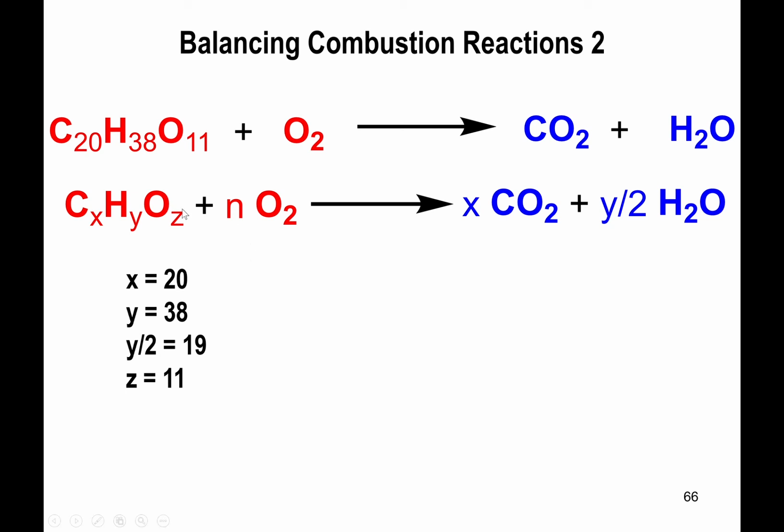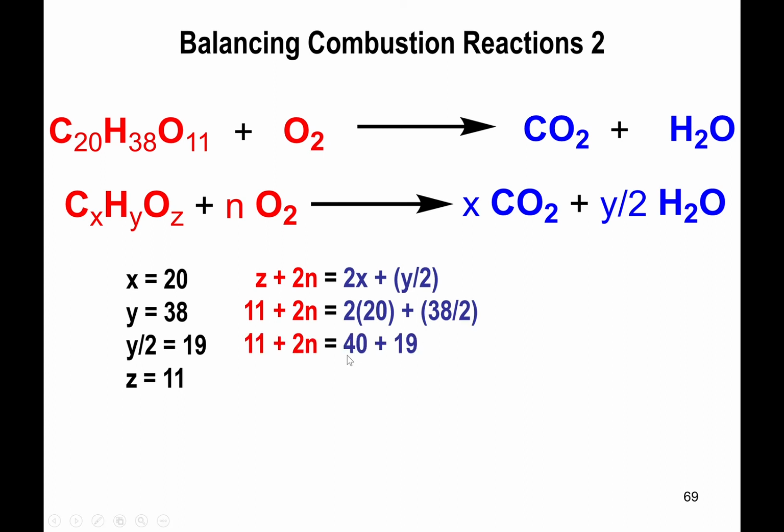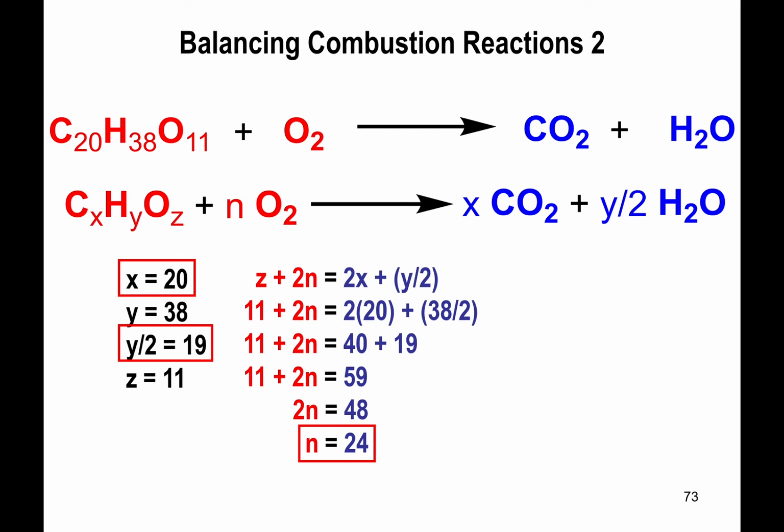And by the way, we do know the value of Z because that's the number of oxygens in the original compound. That's equal to 11. All right, but now setting up the equation, we plug in everything we know. We know the value of Z, we know the value of X, and we know the value of Y. So we literally just input those values the way they are. And so we have 2 times 20 plus 38 over 2, which is the same thing as 40 plus 19. And that's equal to 59. Subtract 11 from both sides, and you'll find out that 2n equals 48. Divide both sides by 2, and you find out that n equals 24. And those are your balancing coefficients that you will have to input into the equation.